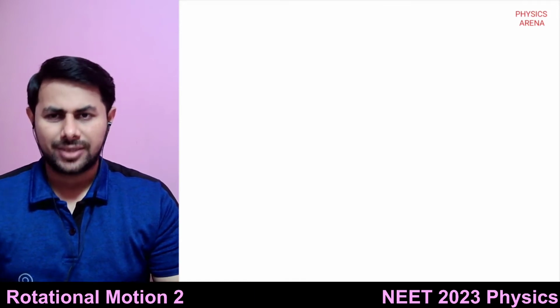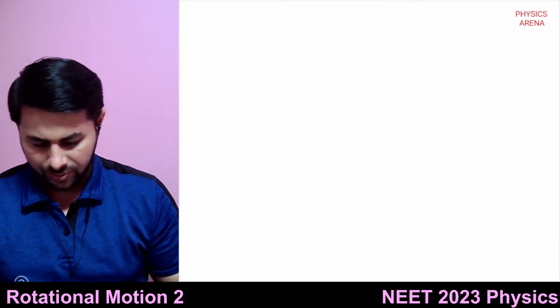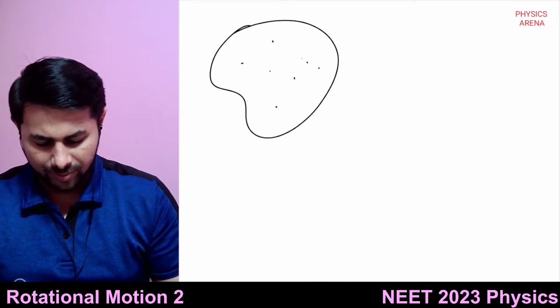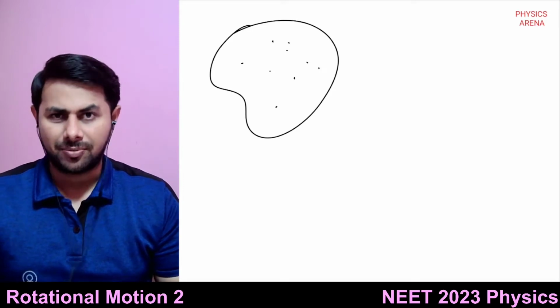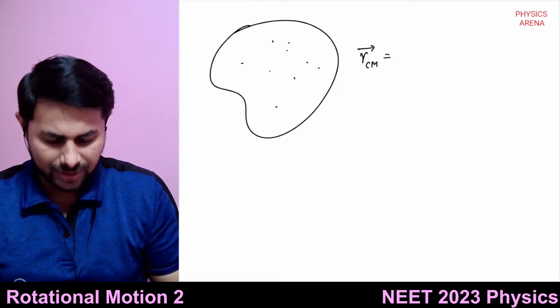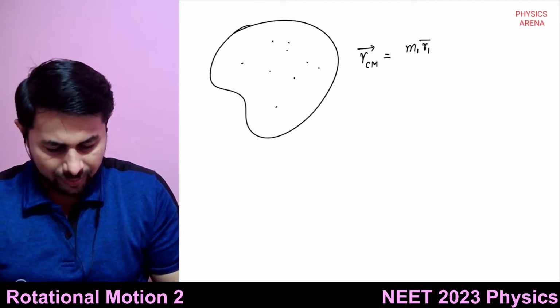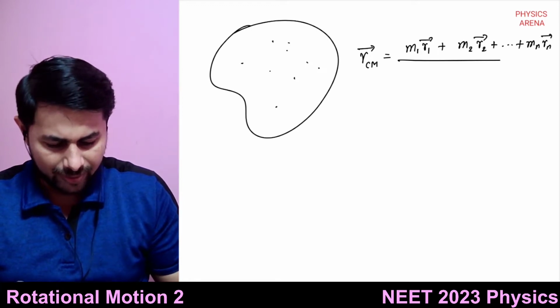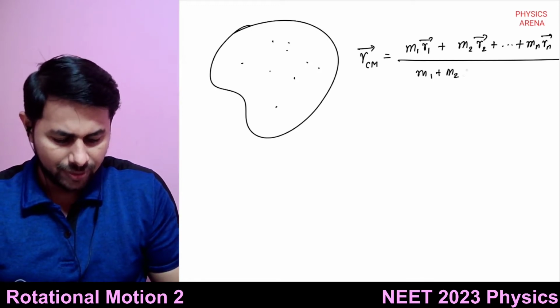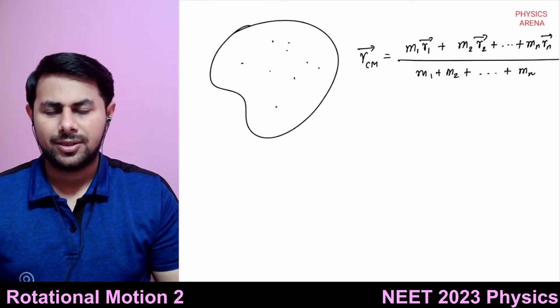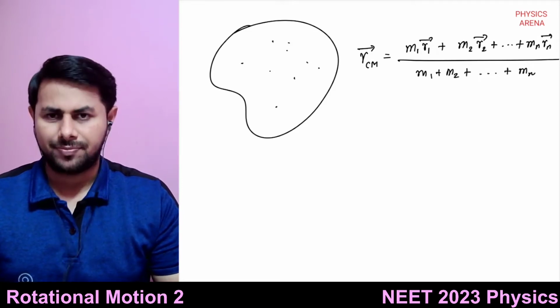We studied the center of mass yesterday, and we know that if we have a body with a number of particles, then we can find its center of mass. The position vector of the center of mass is given by m1 r1 bar plus m2 r2 bar and so on up to plus mn rn bar, divided by m1 plus m2 and so on up to plus mn. This is how we find the center of mass of the body.